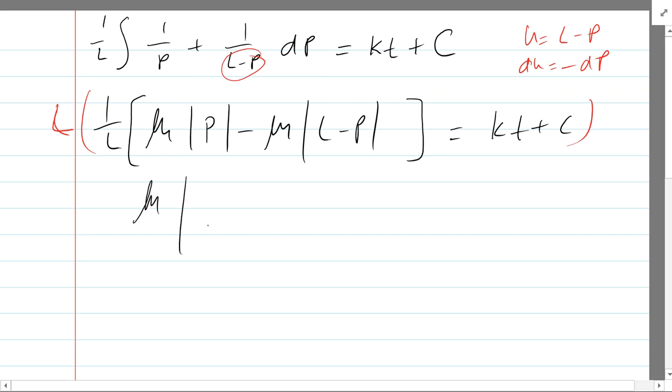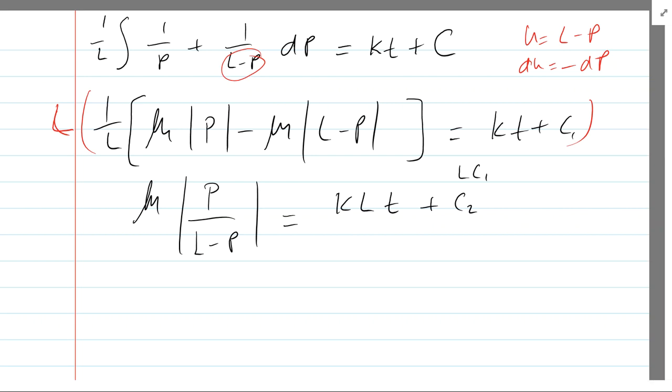So this becomes natural log, absolute value of P divided by L minus P, right? Equals KLT plus, well, K times C is just C. KC, that's K times C1, can I just call this C2? It's still a constant, L. Is that just a constant? So we're just going to call it C.